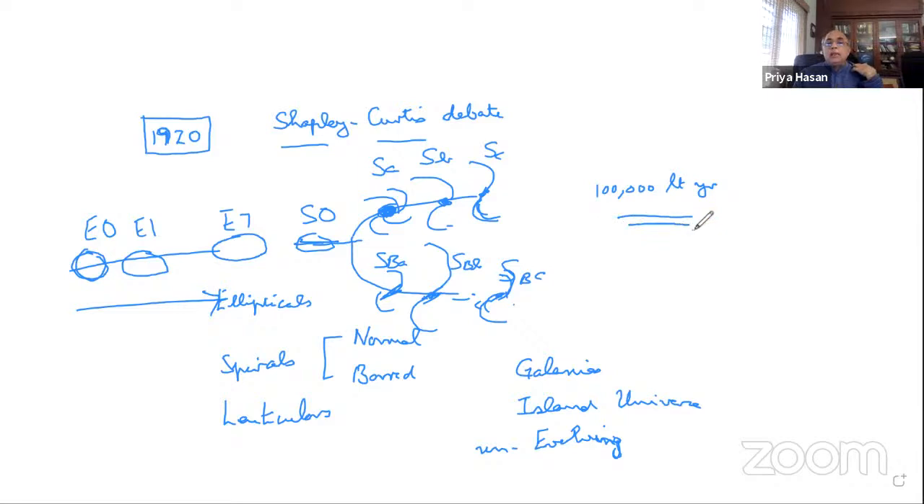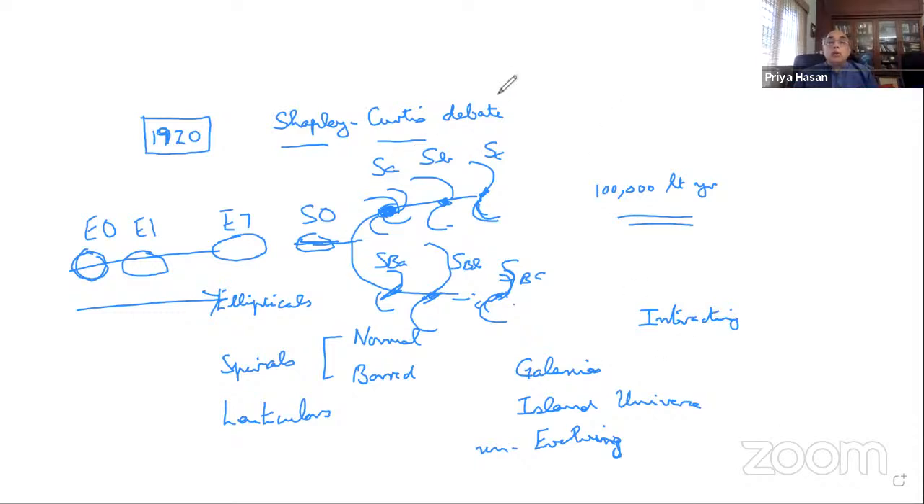But today we realize that galaxies are interacting. These are dynamical systems, and these are constantly changing in time, right?